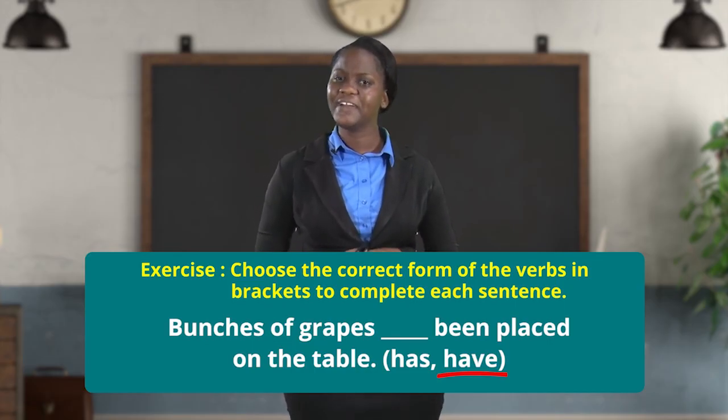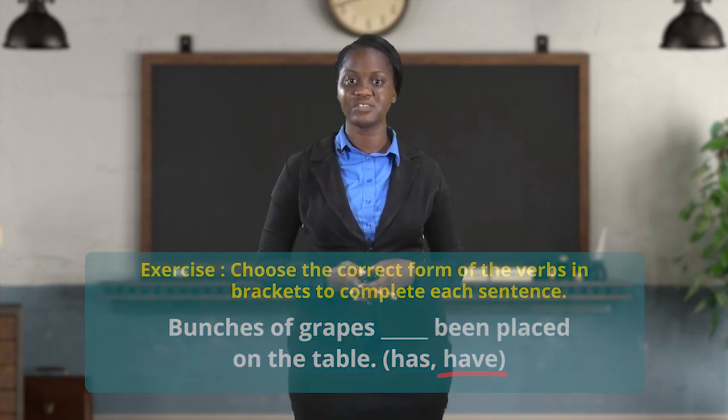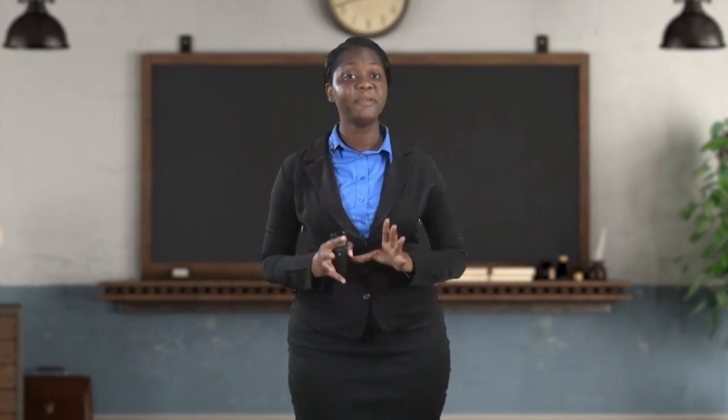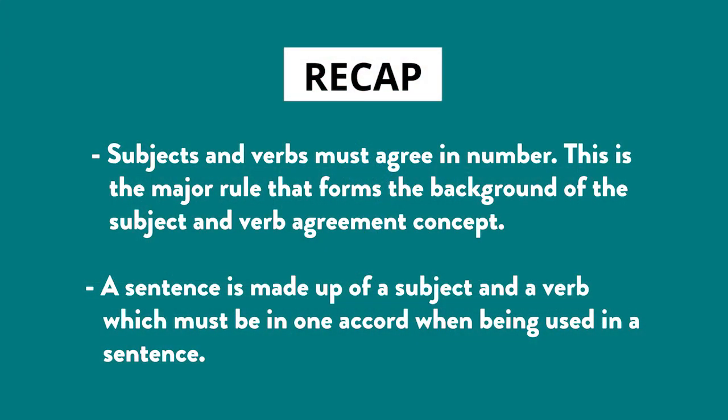You have been doing a fantastic job, boys and girls. But however, before we go, let's recap. Remember that subjects and verbs must agree in number. This is the main rule that forms the background of subject and verb agreement. Remember also that a sentence is made up of a subject and a verb, which must be in one accord when being used in a sentence.